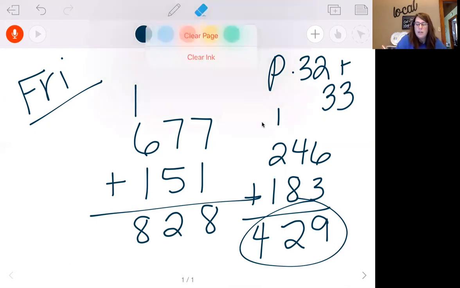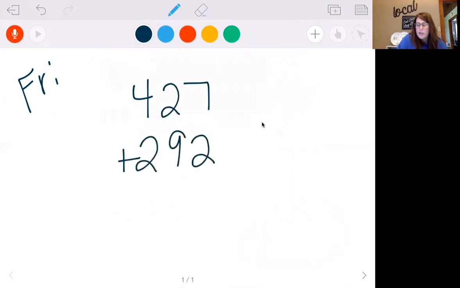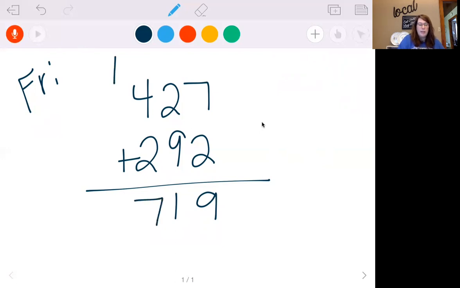All right, let's look at some more. Let's do 427 plus 292. Okay, start in our ones column. 7 plus 2 is 9. 9 plus 2 is 11. So I'm going to put my 1, carry my 1. 4 plus 1 is 5. 5 plus 2 is 7. So I get 719.